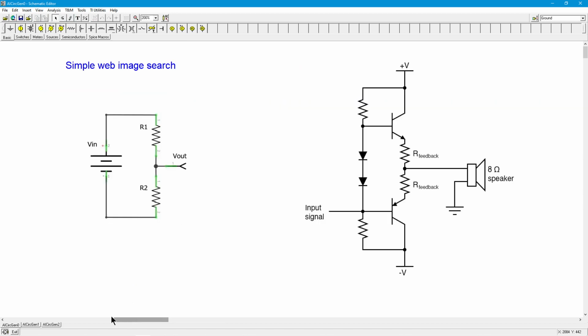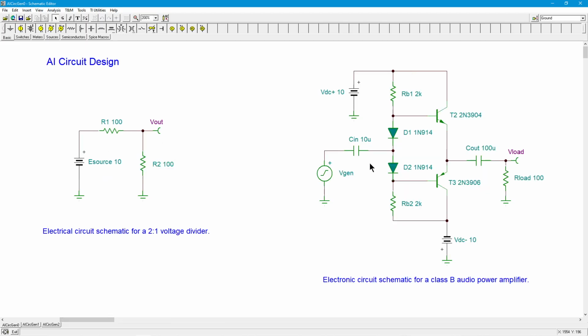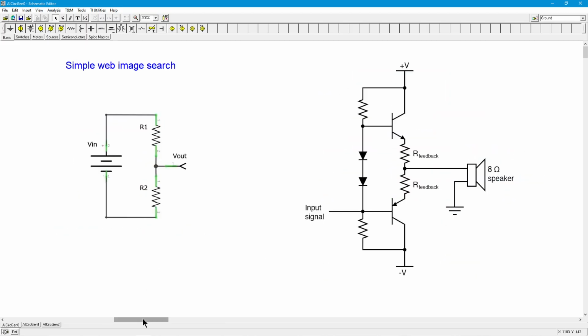All right? But in any case, given that, let us go back to the circuits that we want to see, okay? So again, simple image search, nothing to do with AI out here. So here's our voltage divider. Here's our little Class B amplifier. So the first thing I do is I go in and I say, okay, let's go and do the voltage divider because that's the simplest thing, okay?